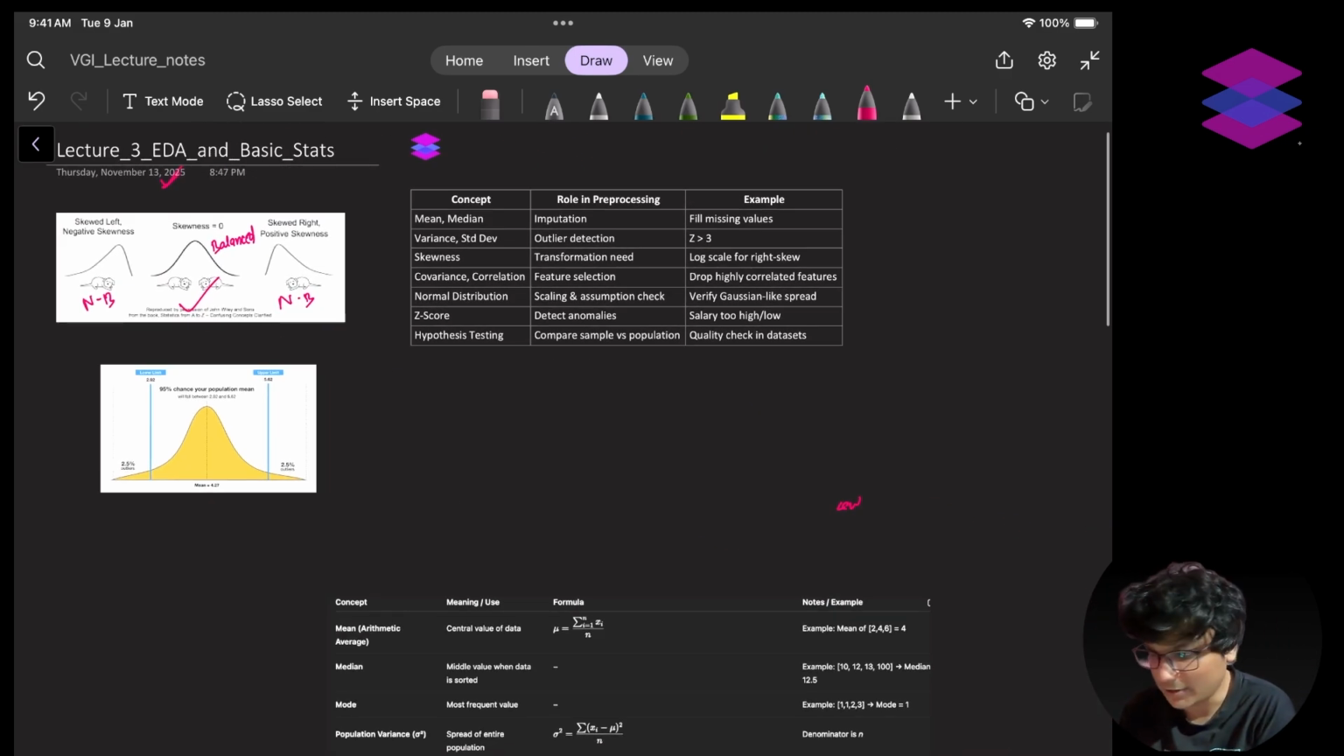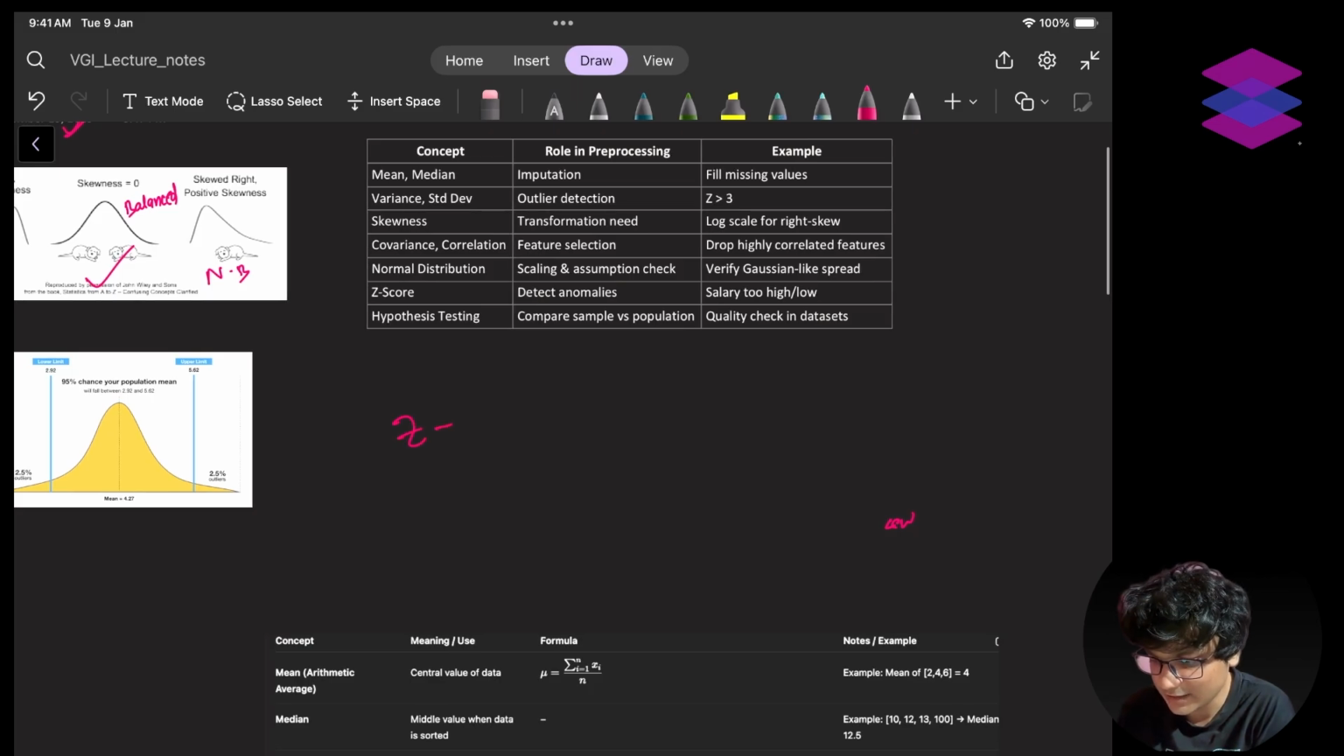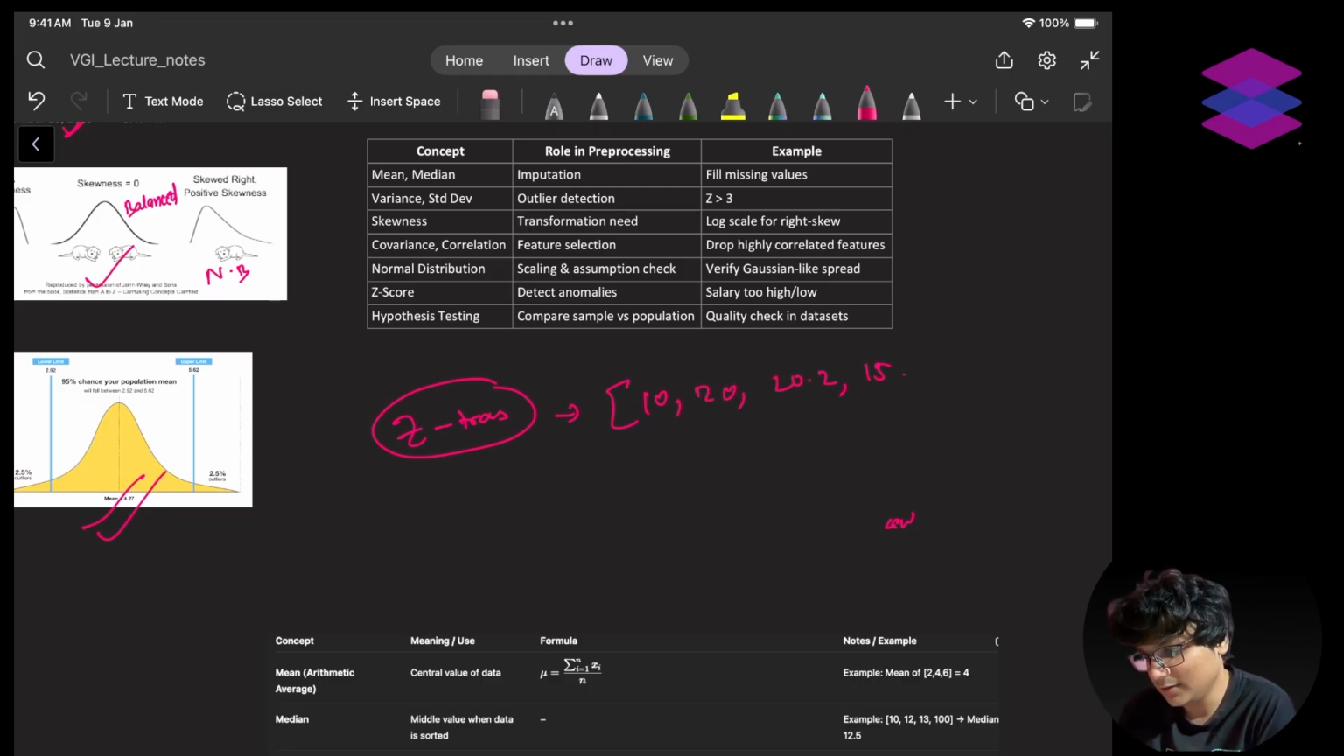So how do you convert the data? You are actually using the Z transformation, right? Z transformation is basically a statistical way to convert your data into this bell curve, okay. So let's say you have data something like 100, 200, 20.2, 15, 17. These are basically my random data, okay.